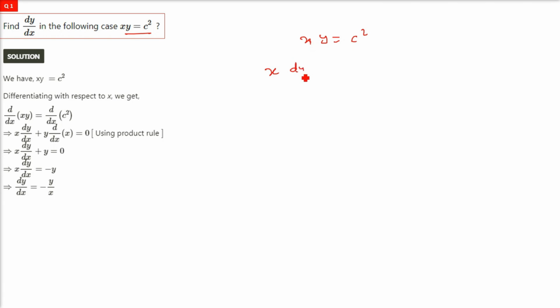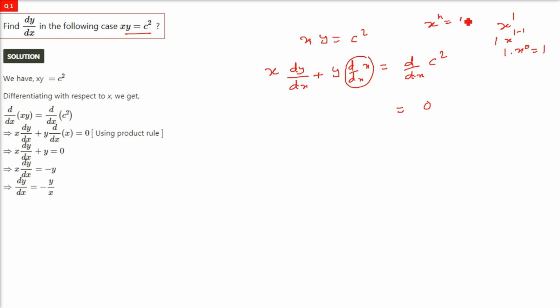x, because it is with respect to x, so x d by dx of y, then y d by dx of x. I am applying the product rule, and then d by dx of c square. c square is a constant, so d by dx will be 0. d by dx of x is going to be 1. Basically, d by dx of x to the power n is nx to the power n minus 1. When you differentiate this, it is going to be 1 only.